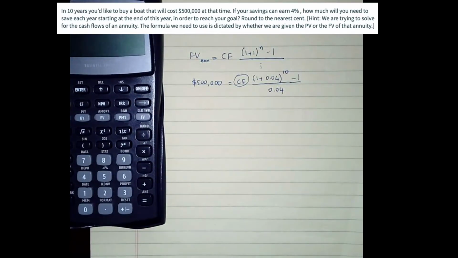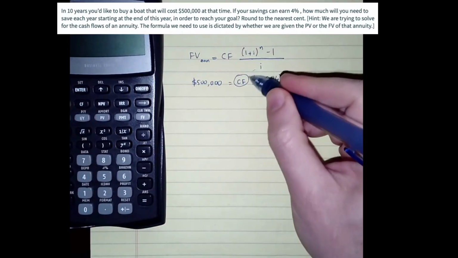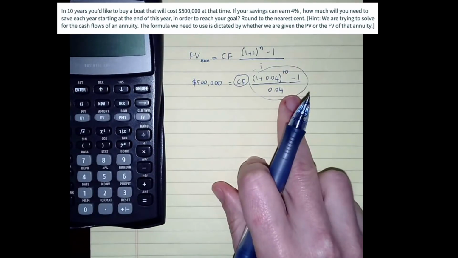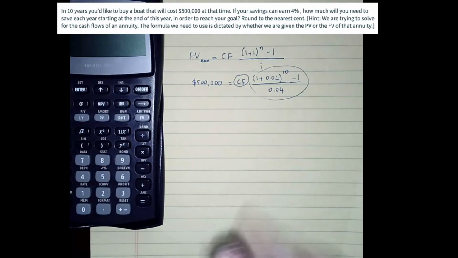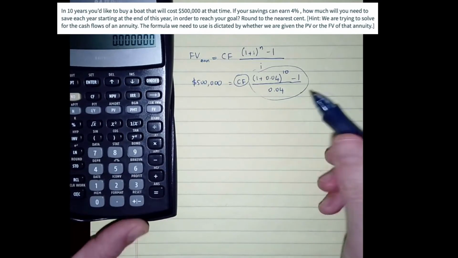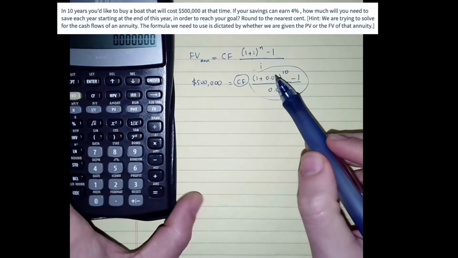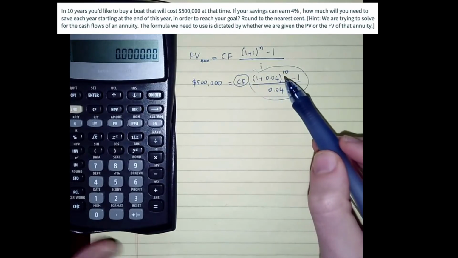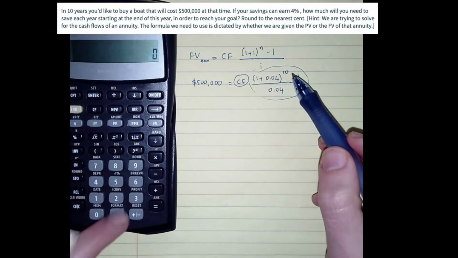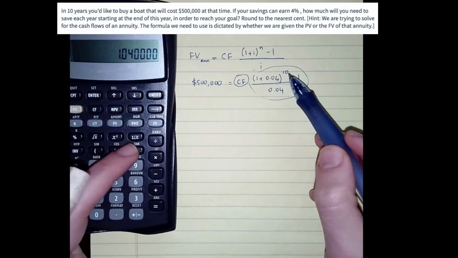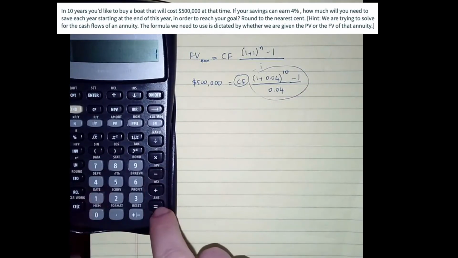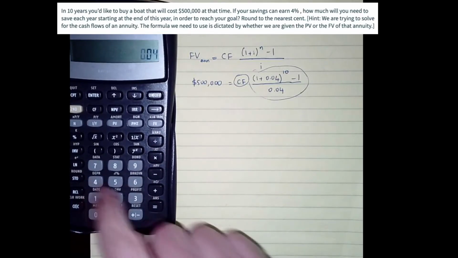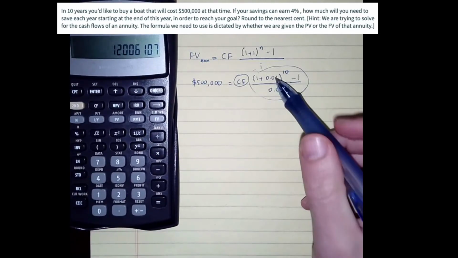So how do we solve for cash flow? Let's first figure out this number here, and then we can divide both sides by that to find the cash flow. What I like doing in these annuity problems is starting with the term inside the parentheses. So 1 plus 0.04 raised to the power of 10, minus 1. That's the numerator. Divide by 0.04. That's 12 and some change.